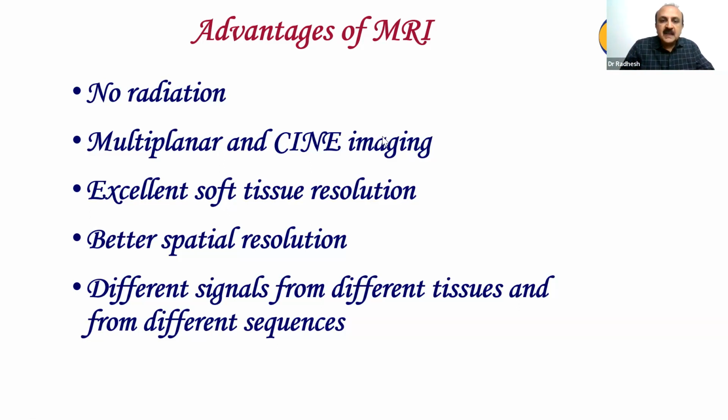Then multiplanar and cine imaging is possible. What is multiplanar? Initially with CT, we could get only axial sections. Then came reconstruction in coronal and sagittal or oblique planes. But the beauty of MR is you can acquire the data in whatever plane you want. It can be axial, coronal, sagittal, single oblique, or double oblique projections. For cardiac acquisition, we use a double oblique projection. So you can do whatever plane you want on MR.